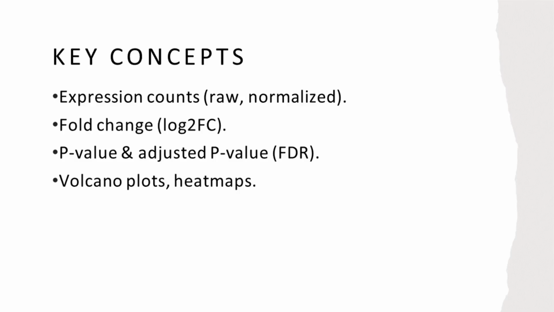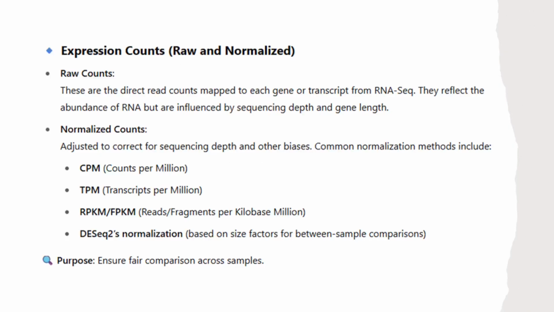First one is expression counts, whether it is raw counts or normalized counts. Raw counts refers to the number of sequencing reads mapped to each gene. While they provide a direct measure of RNA abundance, they are influenced by factors like sequencing depth and gene length. To correct for these biases, we use normalized counts. Common normalization methods include CPM, that is counts per million, TPM, transcripts per million, RPKM, that is reads per kilobase million, or DESeq2's size factor normalization approaches.